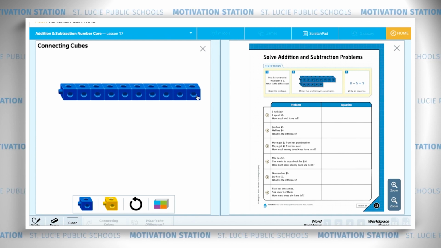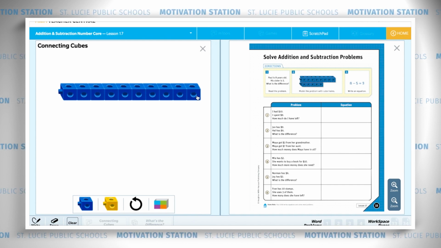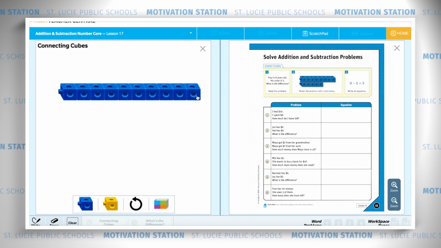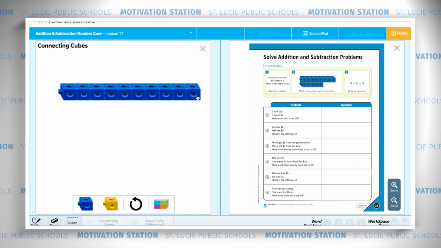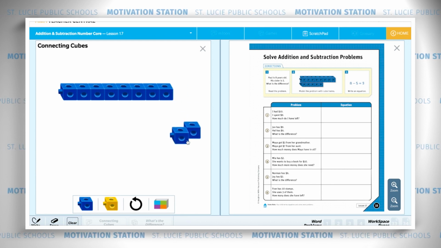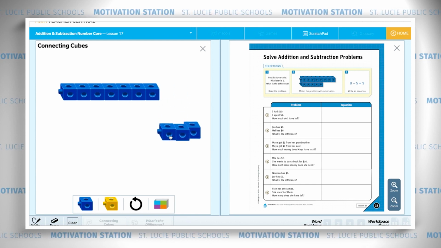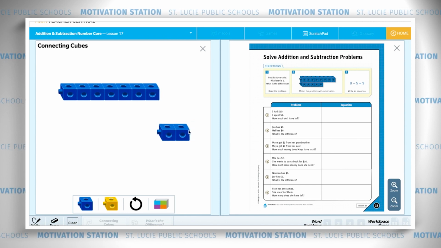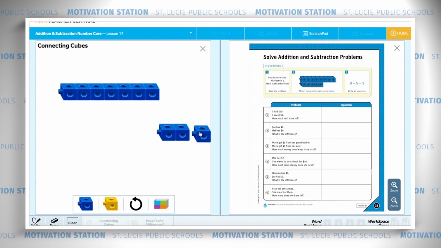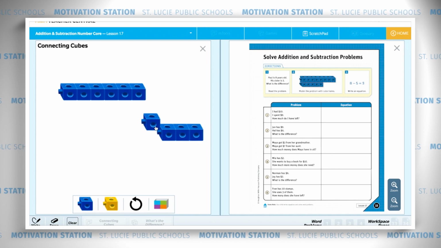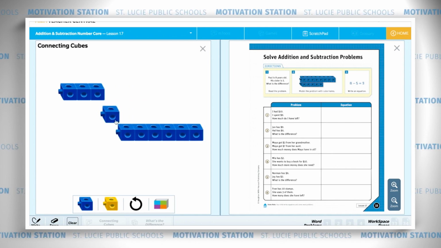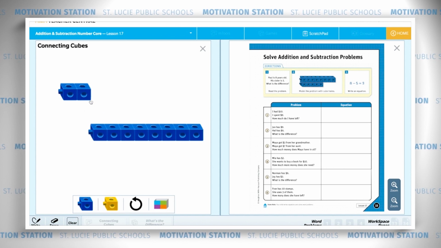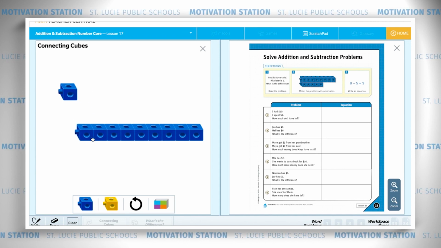Yes, 9. Why? Yes, great job, because the problem says I spent $9. So we're going to take away 9 cubes. 1, 2, 3. Oh, where'd that one go? 4, 5, 6, 7, 8, 9.